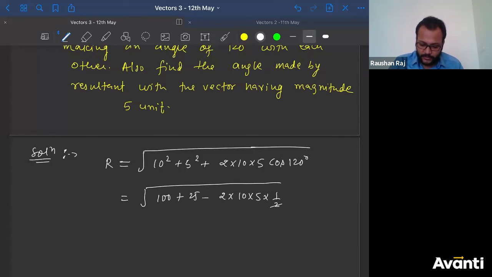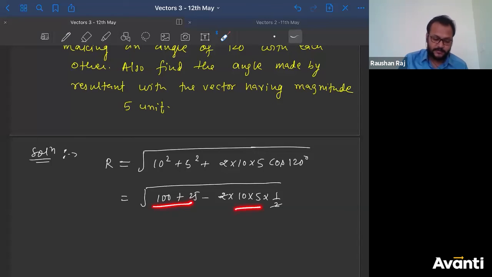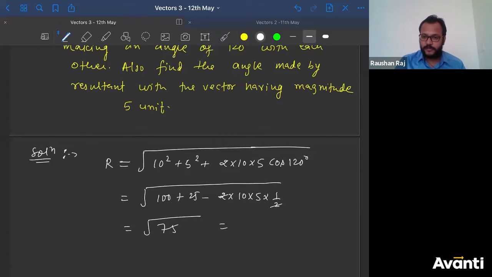So 1 by 2 क्या हो गया? Cancel. Correct? So this is what? 125 minus 50. So square root of 75. So this is nothing but 25 into 3. Square root of 25 is 5. So 5 root 3 units. So the resultant is what? 5 root 3 units.